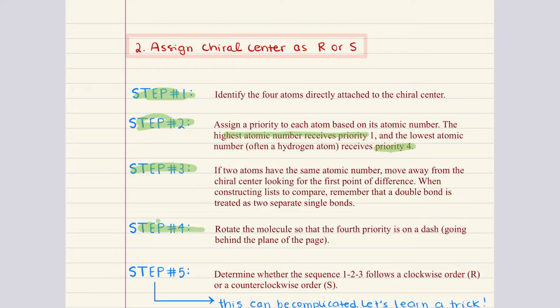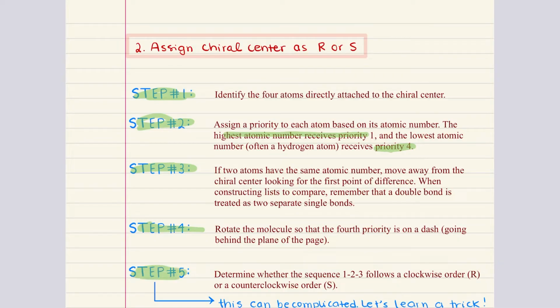Step 4 says, ensure the molecule is oriented so that the group with the lowest priority, priority 4, is pointing away from you on a dashed wedge. Again, this means that the lowest priority group, priority 4, should be pointing away from you. It should be going behind the plane of the page. If the 4th group is already on a dash, wonderful, you can move directly into the next step. If not, don't worry, we're going to address what to do in a moment.